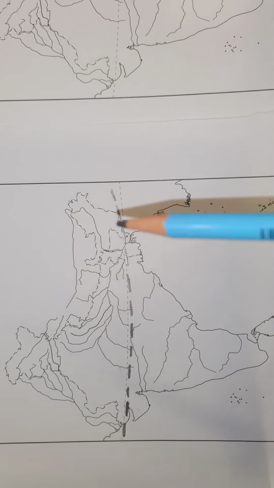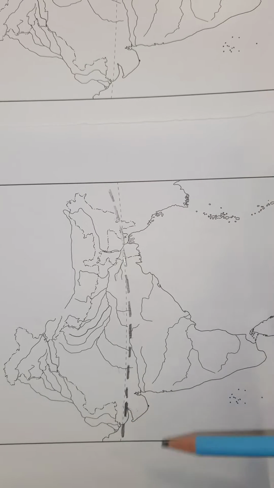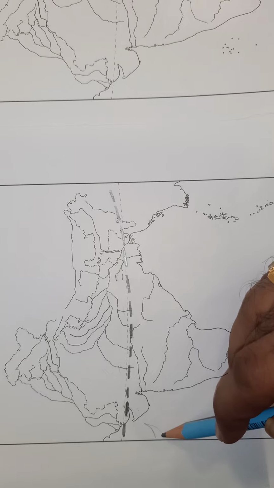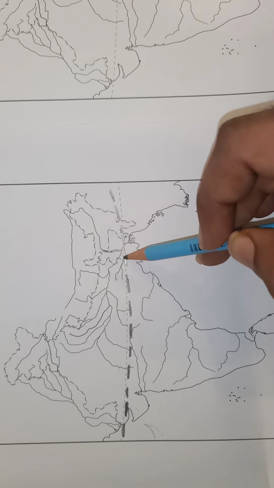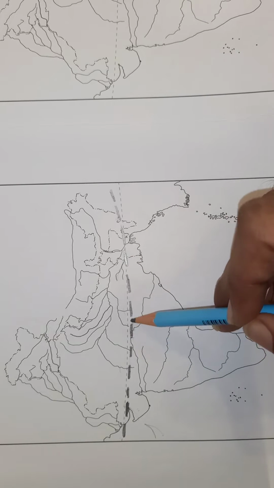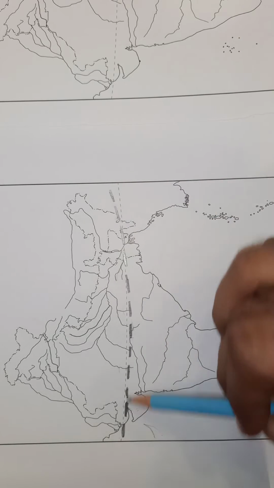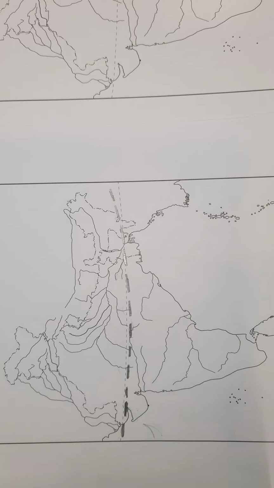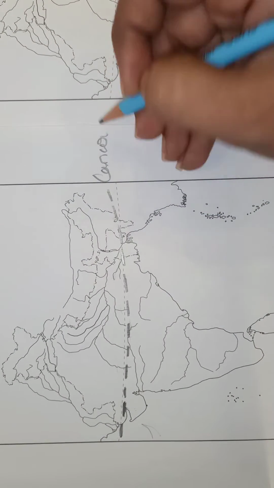So three things you have to keep in mind: it starts from this edge where you are getting this curve, that is the first line; the second line is where the Damodar river ends; and third, slightly down in the middle. Then you just have to join these three dotted lines, and then you get the Tropic of Cancer. Next, I'll just write it, Tropic of Cancer.